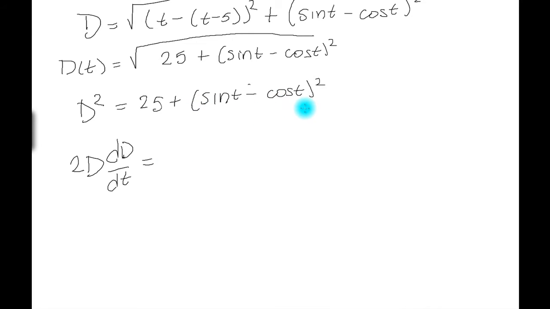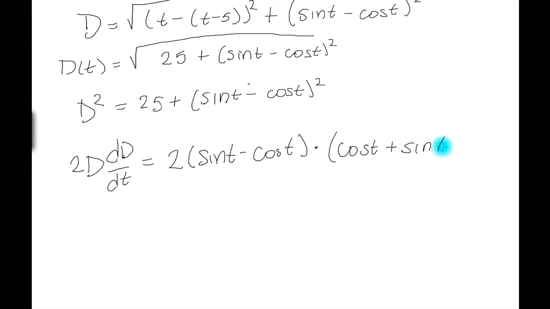The derivative of this, using chain rule, is 2 times sine of t minus cosine of t, times the derivative of the inside. Well, the derivative of sine is cosine, minus the derivative of cosine, which is minus sine, so the negative with the negative becomes positive, and we have positive sine of t. Now we want to isolate dd/dt. The 2 cancels with this 2 once we divide by d.